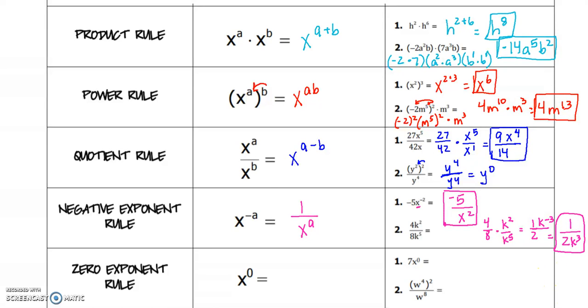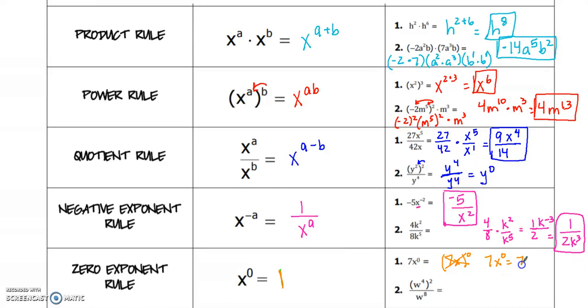All right, so let's look at the next one. X to the 0 power. Remember, anything raised to 0 power is 1. Anything raised to 0 power is 1. So I have 7x to the 0 power. Again, just like this one, it's not saying 7x raised to the 0 power. It is saying 7 and then x is raised to the 0 power. Okay, so it's not this one.